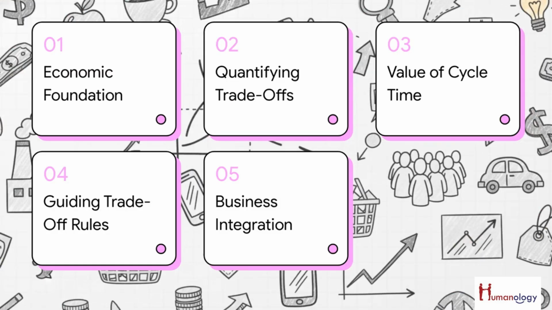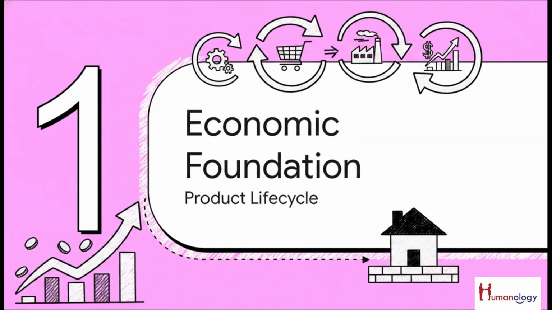All right, here is our roadmap for today. We're going to hit 5 structural pillars that will honestly cure the chaos of unstructured product development. We'll start with the foundation of product economics, move into quantifying key product trade-offs, unpack the value of cycle time, then we'll look at developing guiding trade-off rules, and finally, wrap it all up with integrating into business processes. Let's kick things off with part 1, the foundation of product economics.